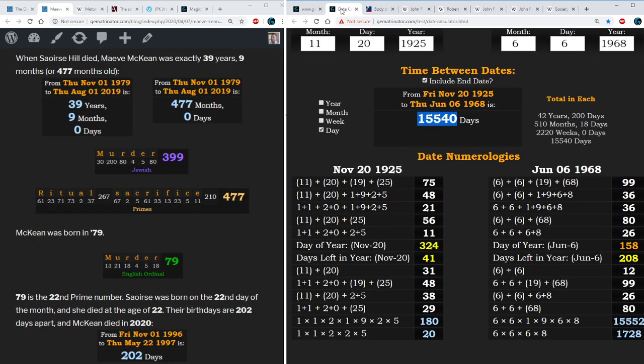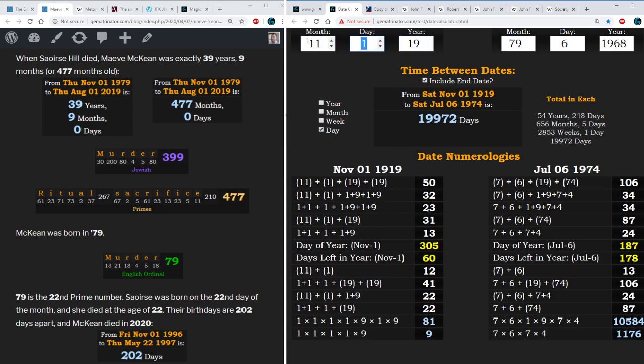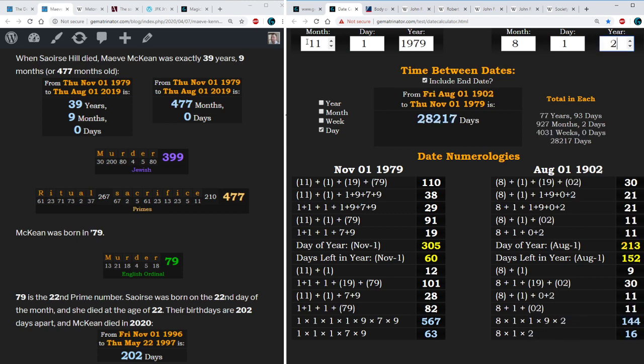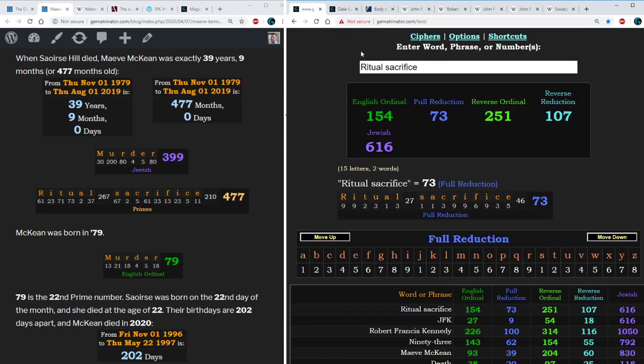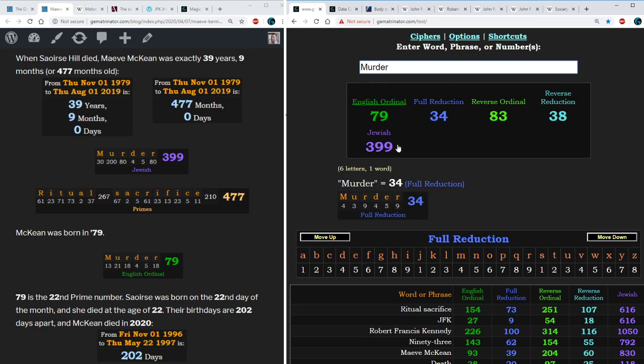And finally, to cap this video off, my voice is almost getting sore from talking about all this dang numerology, but I want to again compare some numerology between Saoirse Hill and her cousin Maeve McKean. Now, last year, when we lost Saoirse Hill, notice how old Maeve McKean was. 39 years and 9 months old. 399 is the gematria of murder.